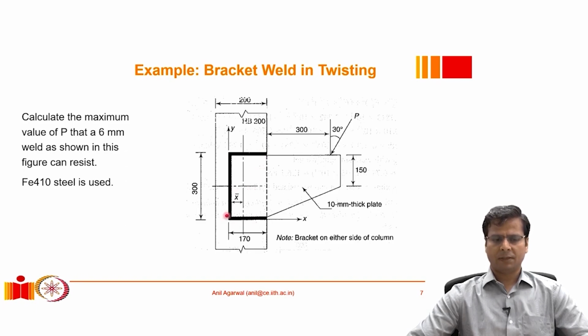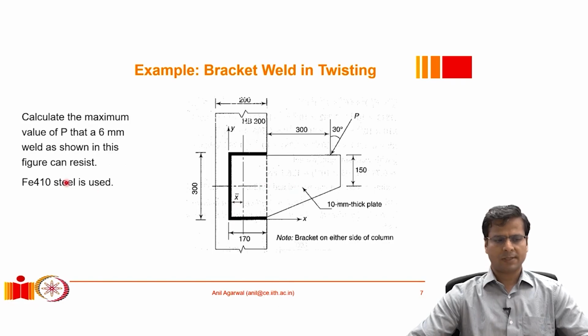And this weld this time is not a symmetric weld. Even if it were symmetric, there would still be issues associated with the configuration of this weld that we will take a look at. Okay, so just a few more details that I would want to emphasize. The problem statement is that we need to calculate the maximum value of P that a 6 millimeter weld as shown in this figure can resist. So we need to find out what is the maximum P value that this weld can resist safely.